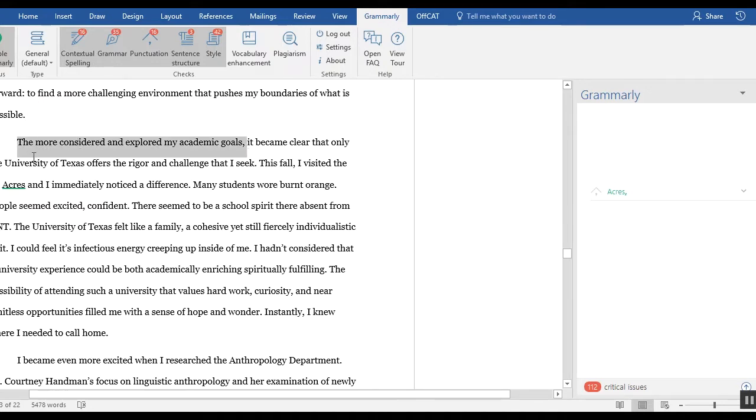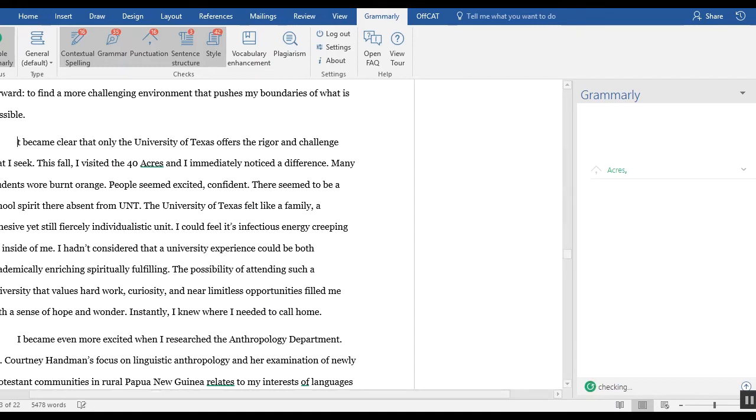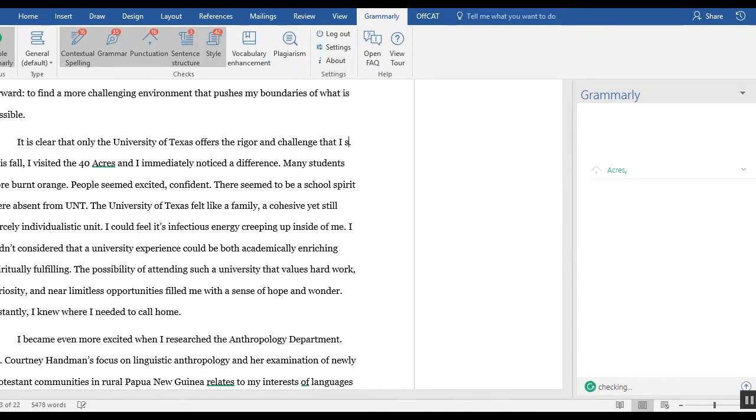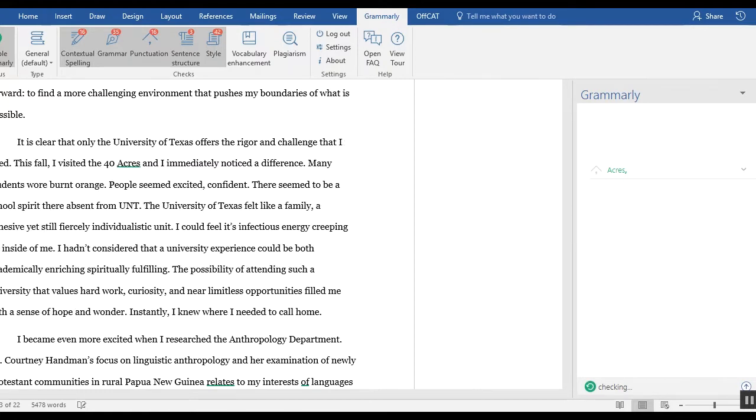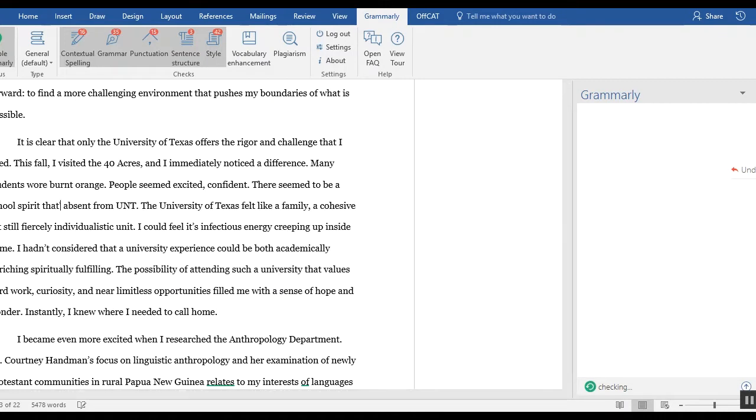Let's see. I can just say, it's clear that only the University of Texas offers the rigor and challenge that I need. We've already used seek once, so we'll say I need. This fall I visited the 40 acres and I immediately noticed a difference. Many students wore burnt orange. People seemed excited, confident. There seemed to be a school spirit that's absent at UNT. The University of Texas felt like a family, a cohesive yet fiercely individualistic unit.